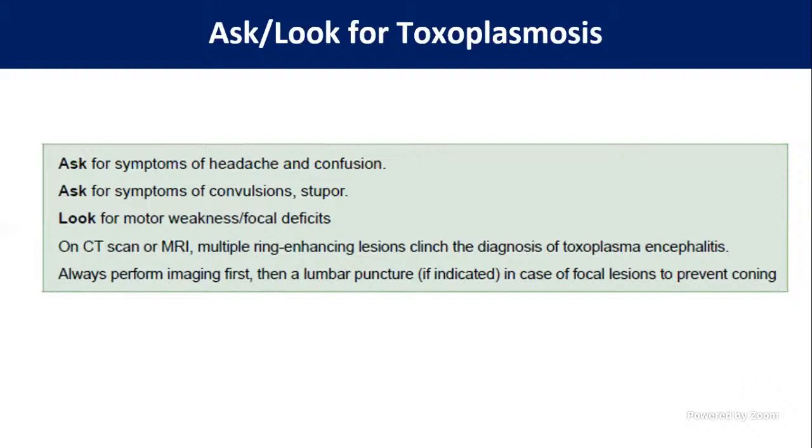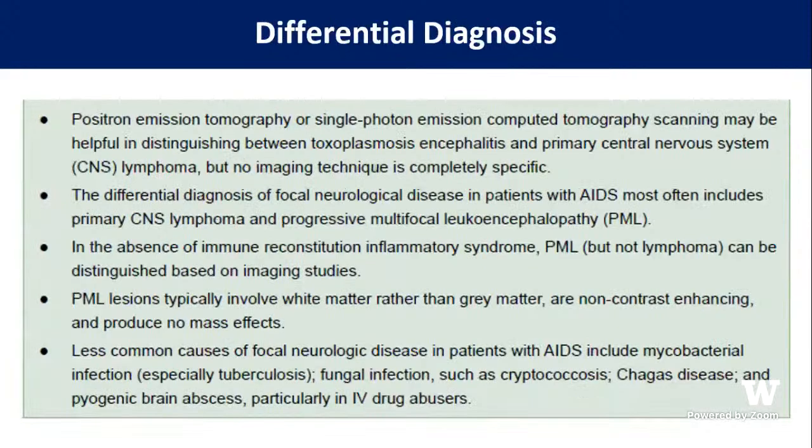Next. So then the differential diagnosis, like I said, I have already discussed most of them: PML, lymphoma, tuberculoma, fungal infections like cryptococcosis, very rarely Chagas, we don't see it here. Pyogenic brain abscesses, multiple, especially in IV drug abusers. These are some of the important differential diagnoses of the lesions of the brain. Next.